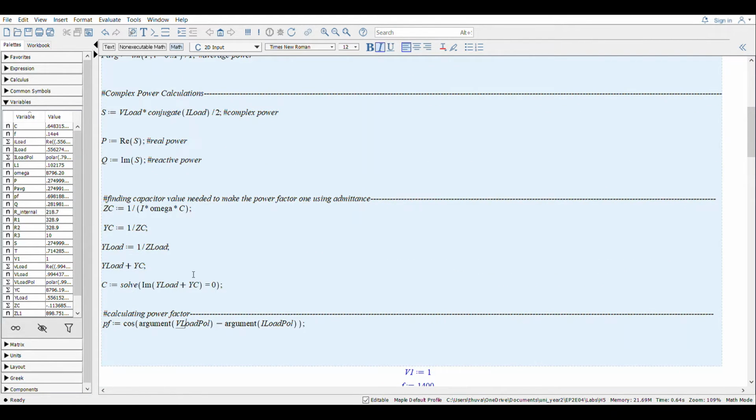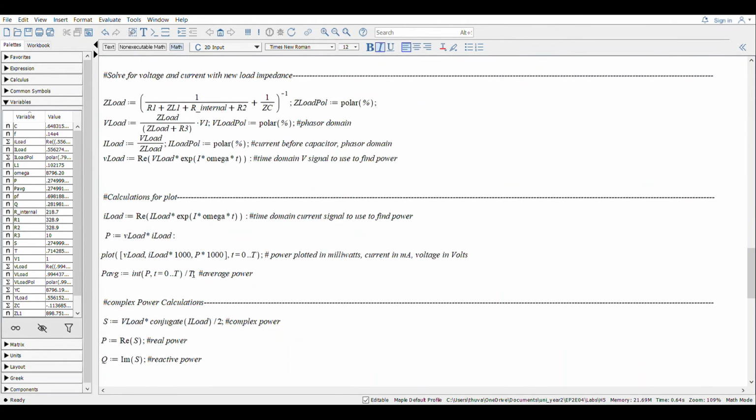And then we have the calculation for the capacitance that's needed to correct the power factor, and for this I just used the admittance and set it to 0 to solve for C, which is our capacitance. And then for the power factor, I took the cos of the difference between the phase angles of the voltage across the load and the current across the load.